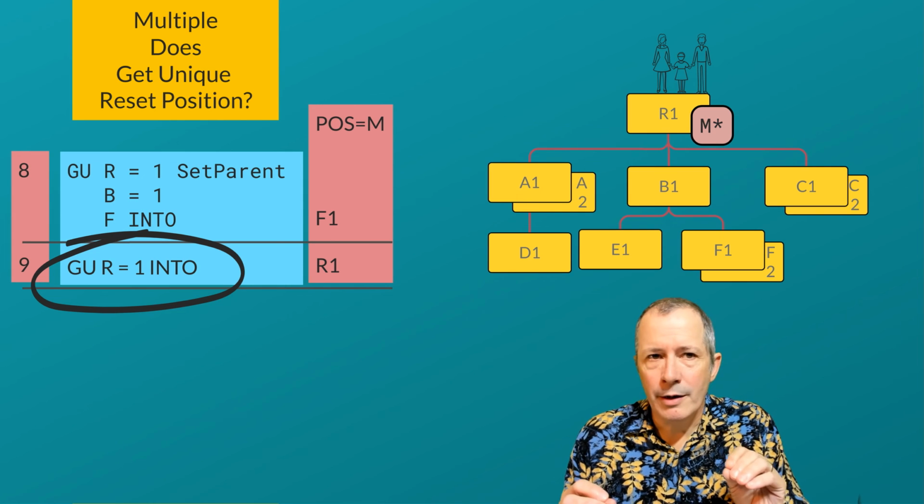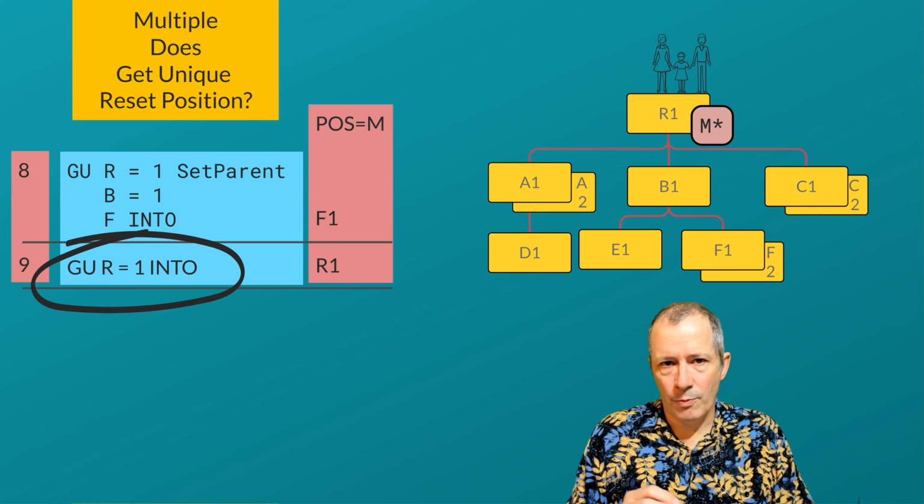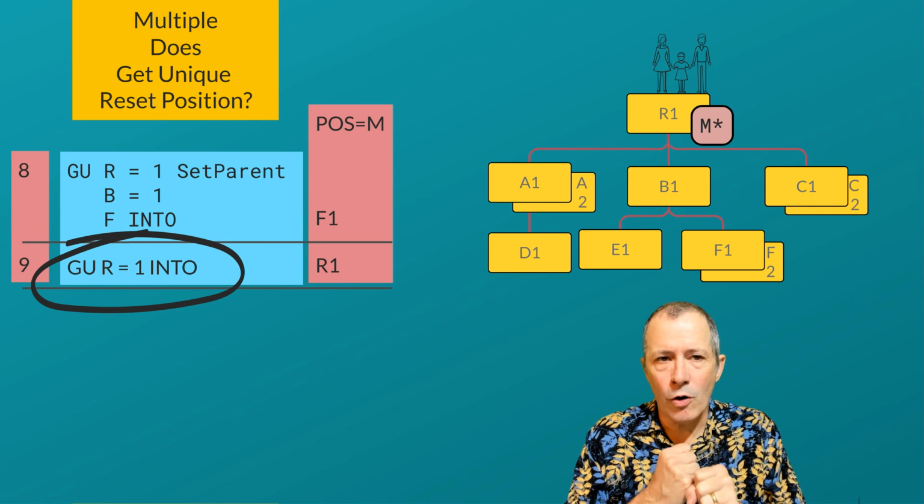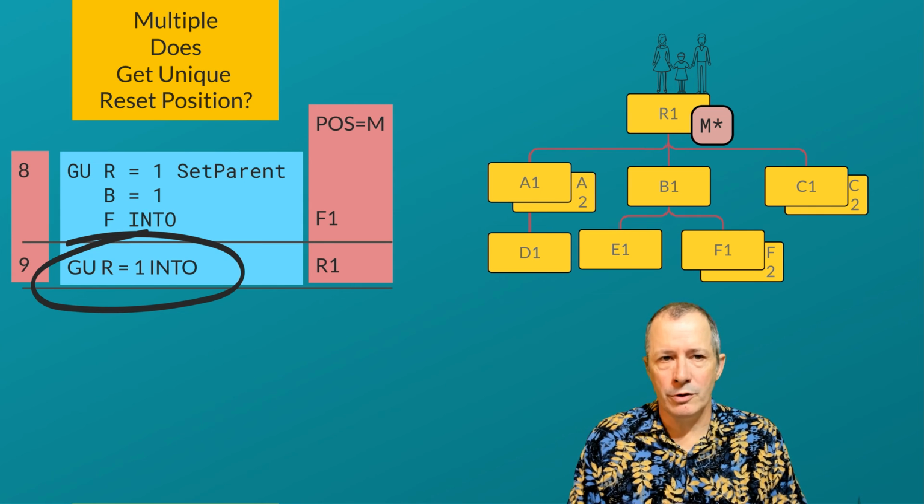So the correct way to say that a Get Unique resets all positions is a non-hierarchical Get Unique for just a root segment resets all positions for the PCB.